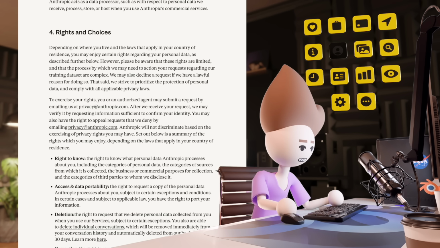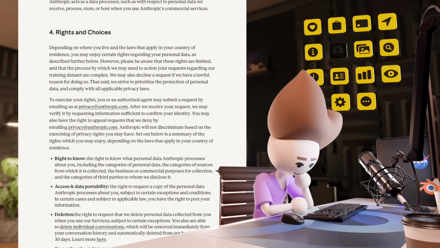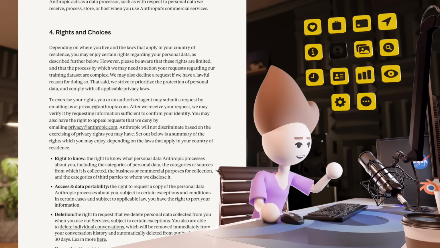To exercise your rights, you or an authorized agent may submit a request by emailing us at privacy@anthropic.com. After we receive your request, we may verify it by requesting information sufficient to confirm your identity. You may also have the right to appeal requests that we deny by emailing privacy@anthropic.com. Anthropic will not discriminate based on your exercising of the privacy rights that you have.